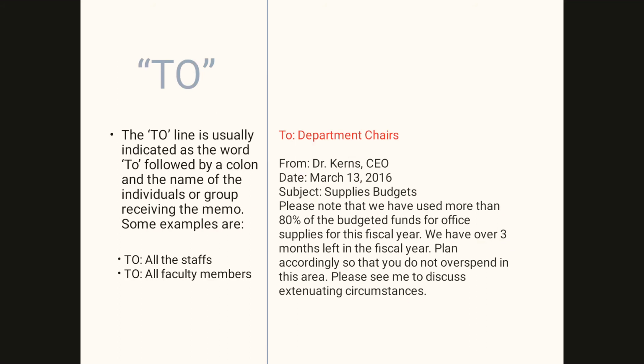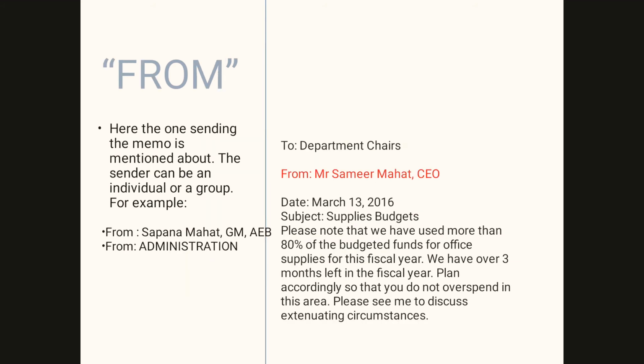Next, there is To. The To line is usually indicated as the word To followed by a colon and the name of individuals or group receiving the memo. For example, To the staff members or To the faculty members. Over here in the example we can see Two Department Chairs. Next is From. Here the one sending the memo is mentioned. The sender can be an individual or a group.